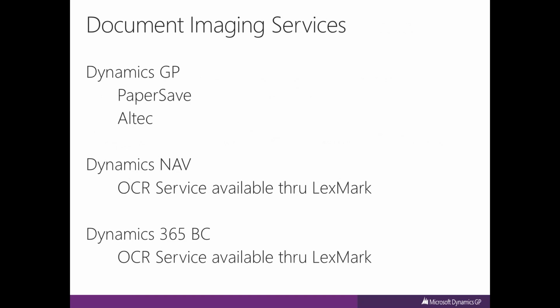If you need to step up from that, there are, of course, document imaging services that can include things like optical character recognition, the ability to machine read and try to interpret a document and actually send back a data file. A couple that we recommend on the GP side are groups like PaperSave or Alltech. For the NAV or the BC, those optical character recognition services are available as a service directly inside the product, and the engine that's being used in the background to run that is provided through Lexmark.